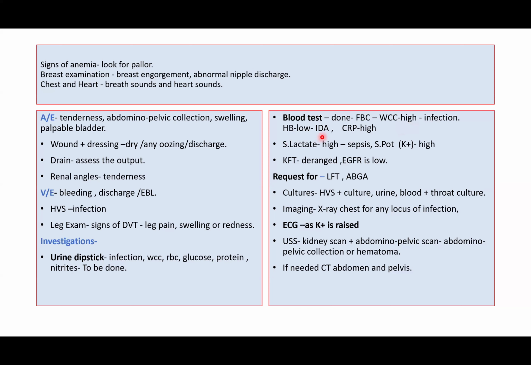Hemoglobin is low, indicative of iron deficiency anemia. CRP is high. Serum lactate is also high, indicative of sepsis. And potassium is also high. Kidney function test is deranged and estimated GFR is low.